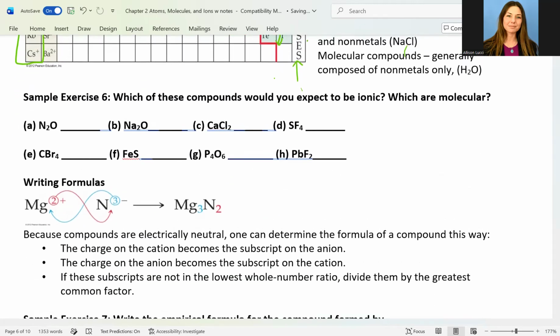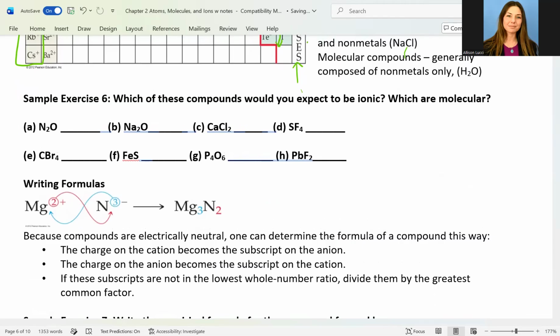So let's see if we can complete exercise 6 here and determine whether or not we expect the compound that would result from these elements to be ionic. So a metal with a nonmetal, and a molecular compound would be 2 nonmetals. We'll quickly go through A through H here. Nitrogen and oxygen in N2O, these are all nonmetals, so we expect a molecular compound. Next, in B, we have sodium and oxygen. That's a metal and a nonmetal, so we expect an ionic compound.